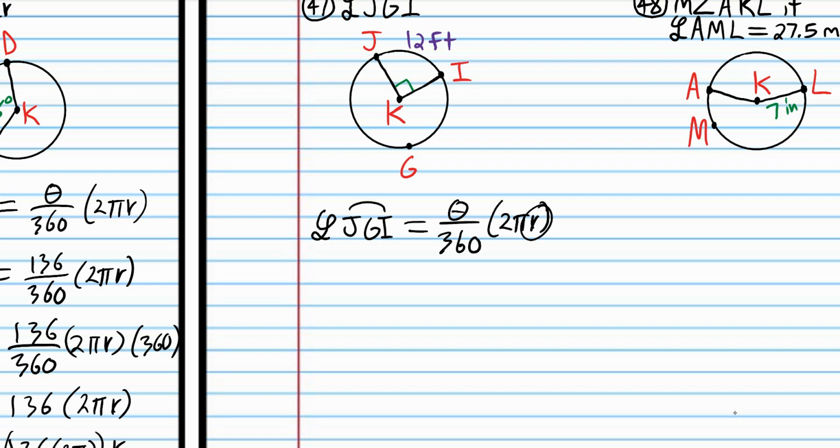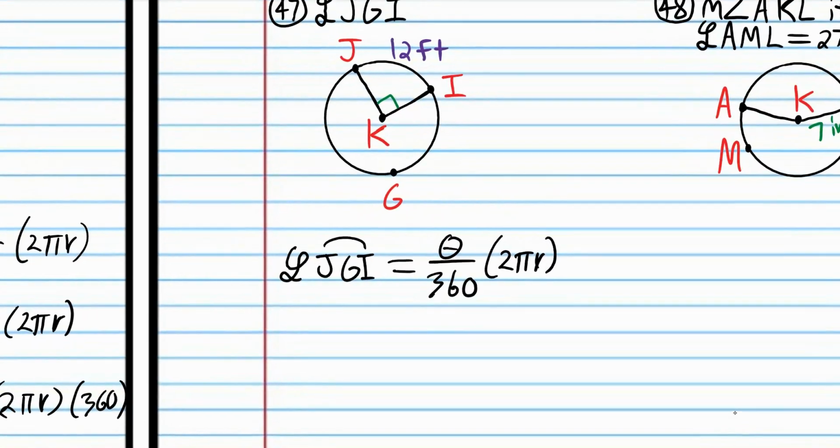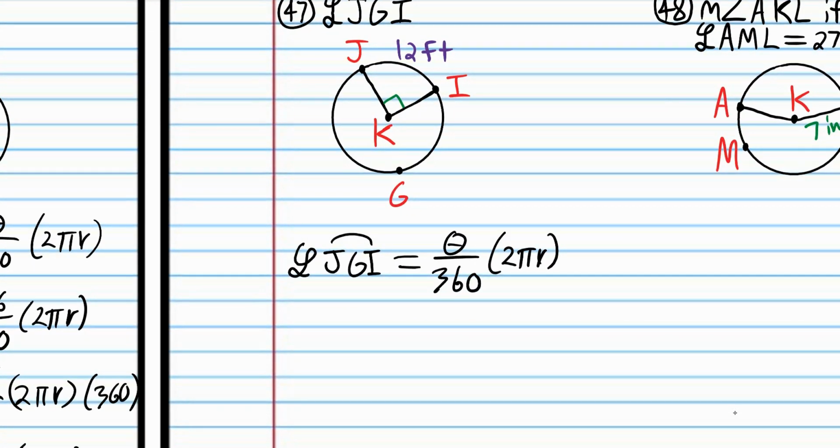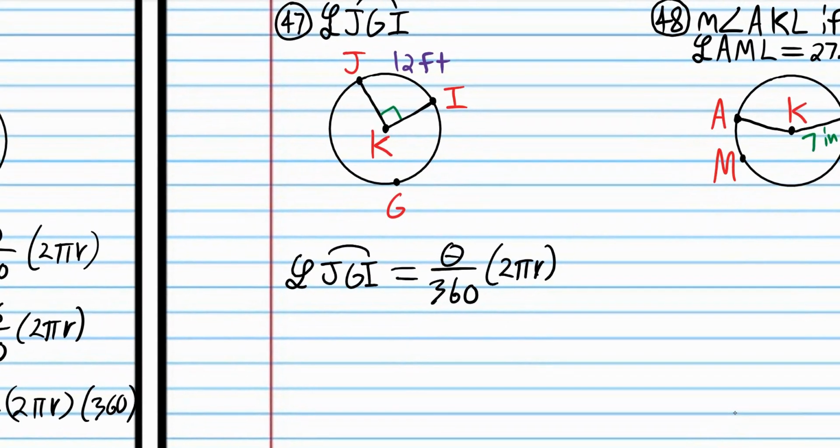Can we find the radius? And the answer to that is not really. We can't find it very easily. So this is kind of a different problem. The reason we can't find the radius is, first of all, they don't give us the radius, and secondly, they don't give us this arc length. So we're going to have to use a different formula. Well, it's the same formula, but we're going to have to find a different length.